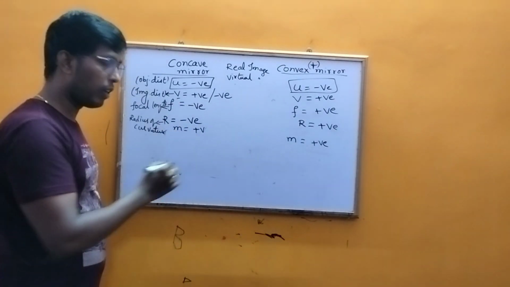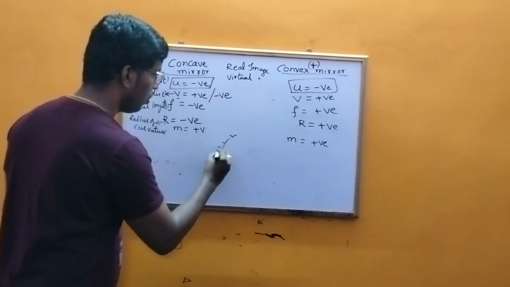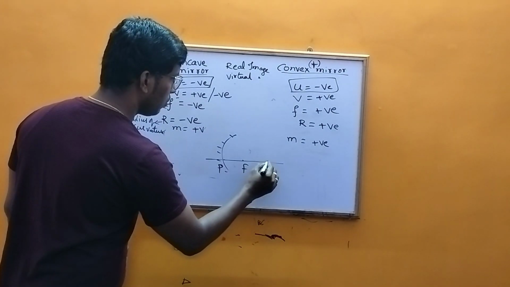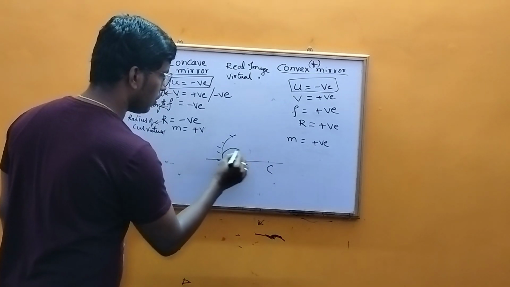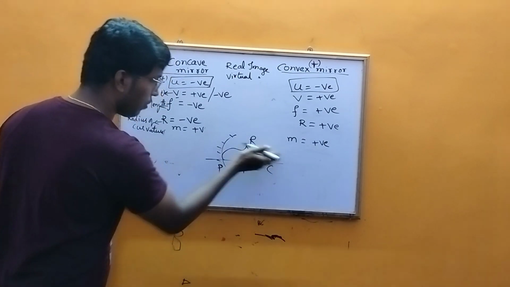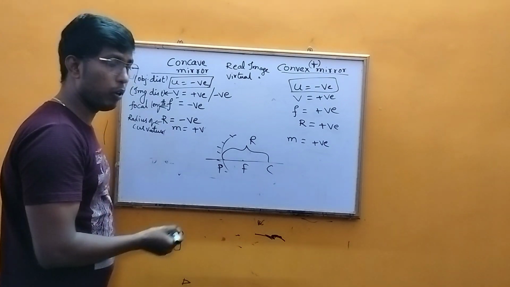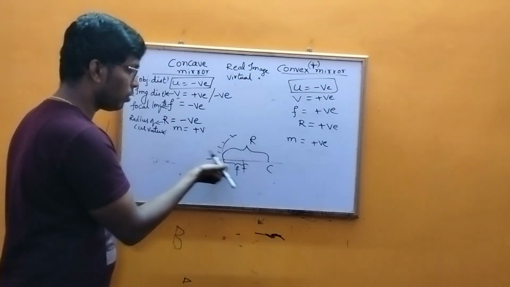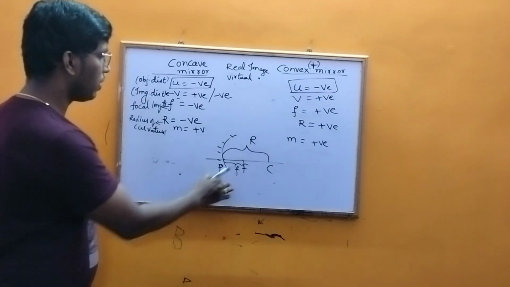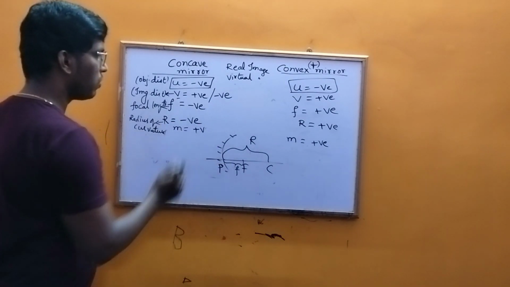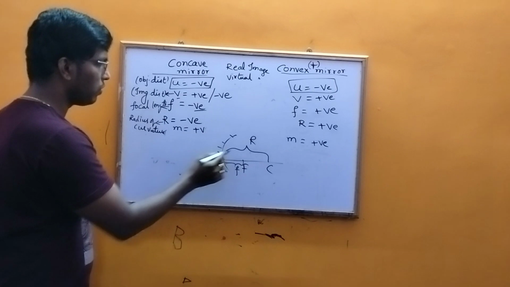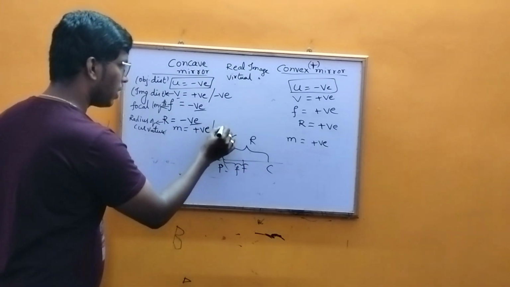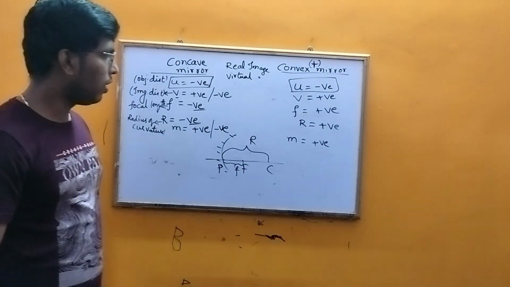And what about radius of curvature? Radius of curvature is also opposite to the pole. Here, principal axis, focus point, and center of curvature. This is called the radius of curvature, and it is also opposite to the pole. And what about P to F? It is also opposite to the pole. That is the reason why we take the minus here. F minus, R minus, M value positive or negative, both. It depends on the conditions.